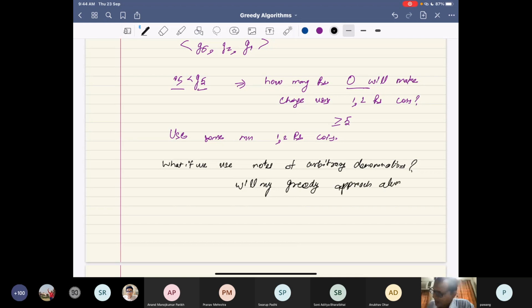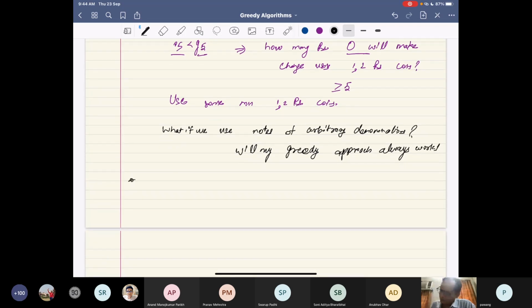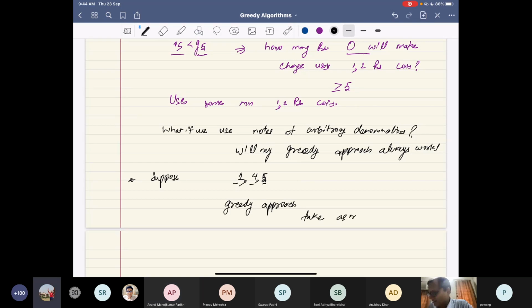Okay, let me take an example. Suppose your coins are 1, 4, and 5. So you have the same problem: you have to make change of n rupees using coins of 1, 4, and 5. Now the question is, can I use my greedy approach? Take as much 5, then take as much 4, then take as much 1. Will that work?